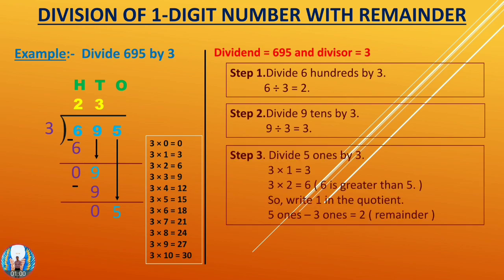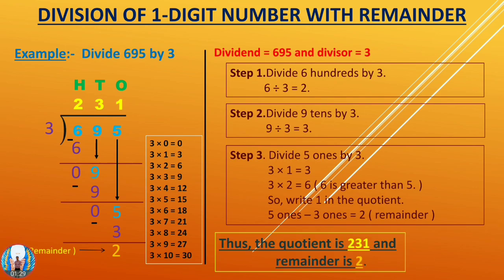5 is coming in between the 3 and 6. So we will take the lesser number, that is 3, and we will write 3 here. We will write 1 in the quotient place. So 5 minus 3 equals 2. Now after subtracting, if something is left, that is 2 in this case, that is called the remainder. So the answer is 231 and the remainder is 2.